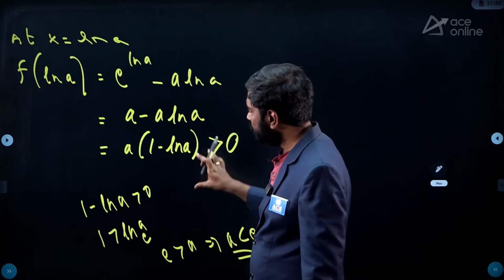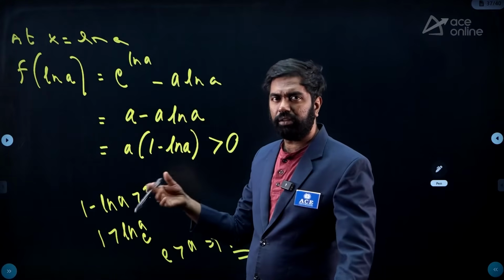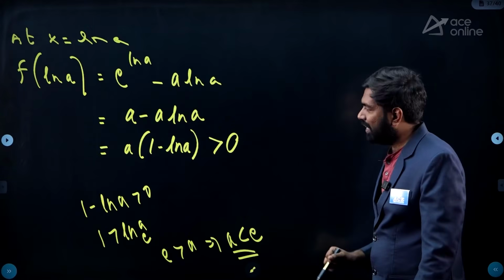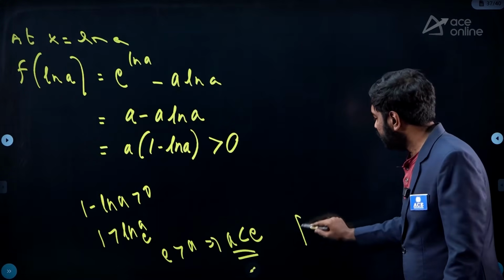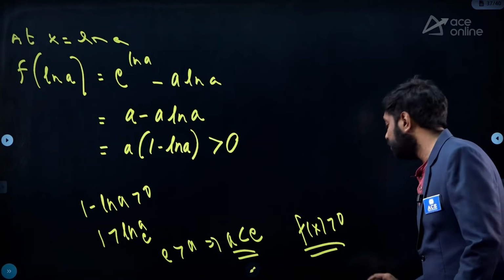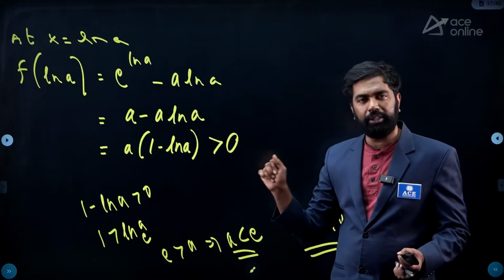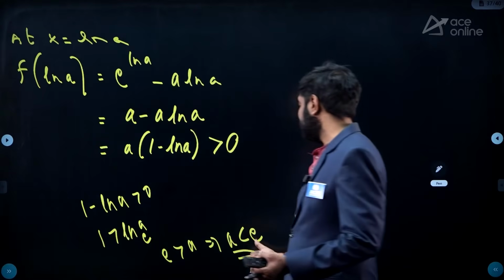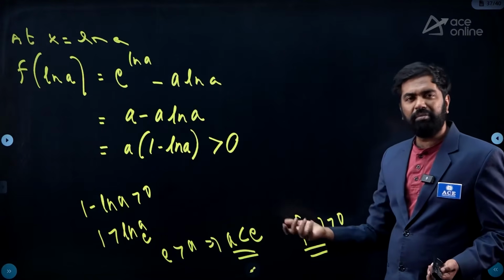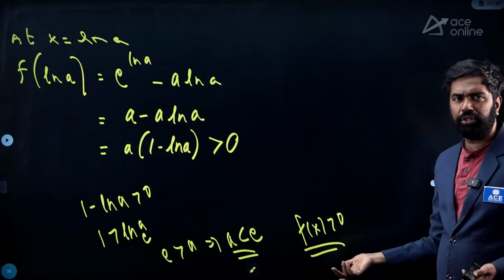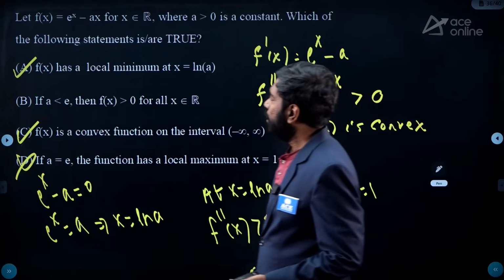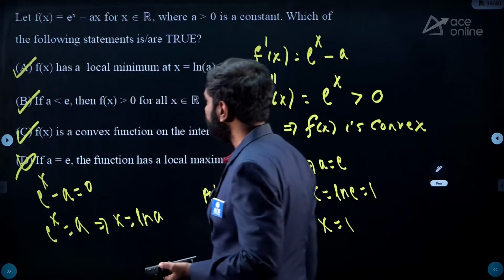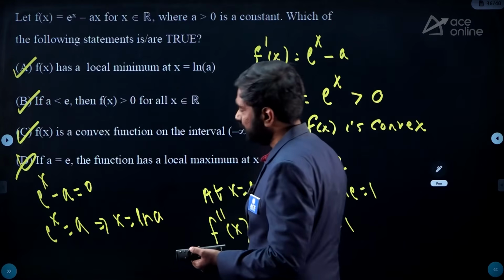When the minimum value itself is greater than 0, then every other function value would be greater than 0. So I can say that when a is less than e, our function f of x is greater than 0. How did I know that? First, I have calculated the minimum value. I'm seeing when the minimum value is greater than 0. I found that for a less than e, the minimum value is positive, and since the minimum value is positive, our function is also positive. So for a less than e, f of x is greater than 0. Yes, this is true. The answers for this question are A, B and C.